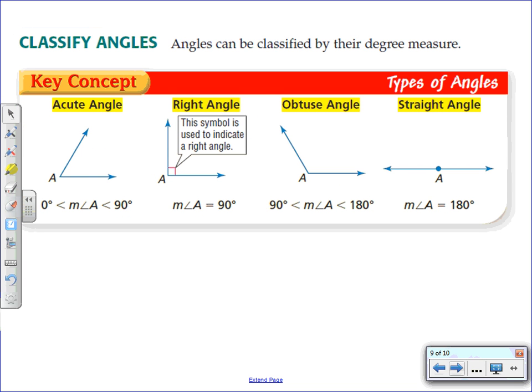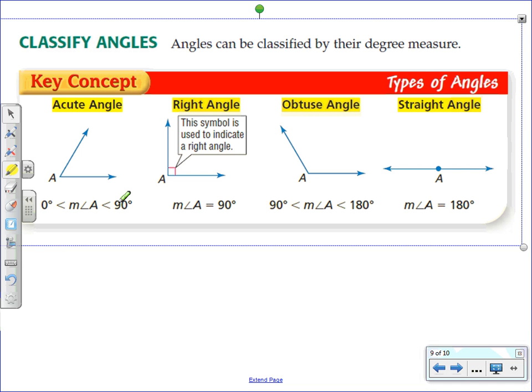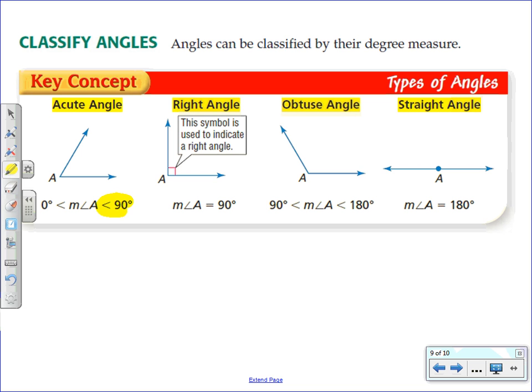You can classify angles by their degree measure. So what does that mean? And I think this again is review for you. We're going to go through it pretty straightforwardly. An acute angle is anything that is less than 90 degrees. The measure of angle A is less than 90 degrees. It's a cute little angle.